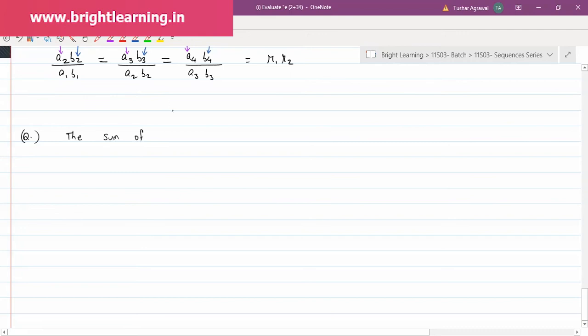The sum of the first three terms of a GP is 39 upon 10, and their product is equal to 1. Find the common ratio and the terms.